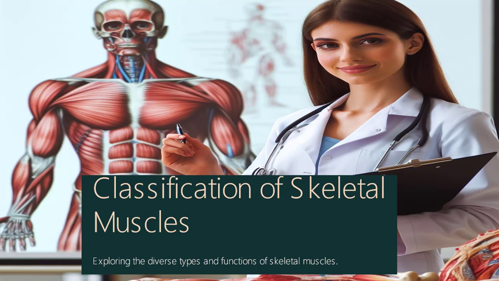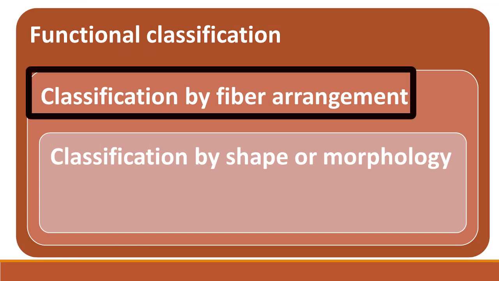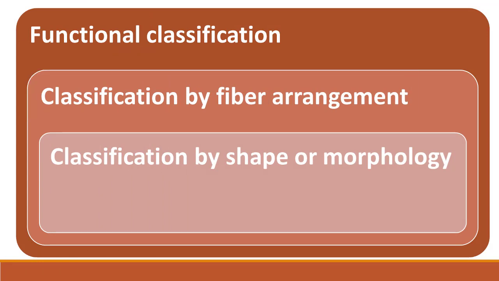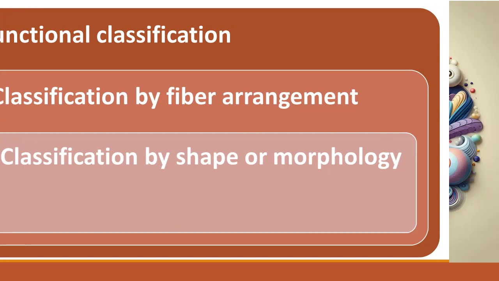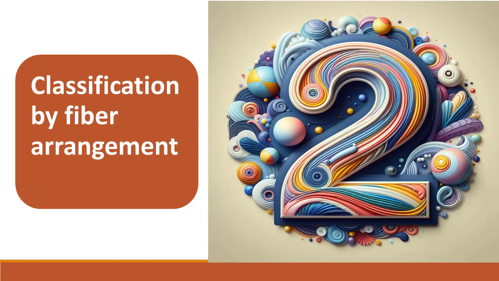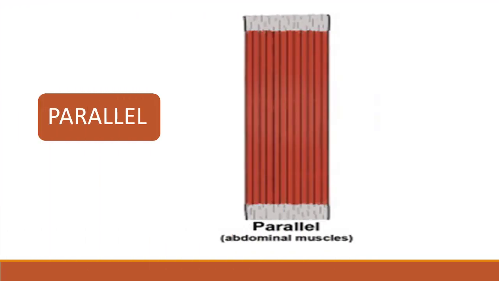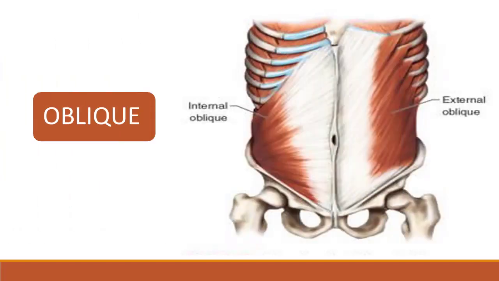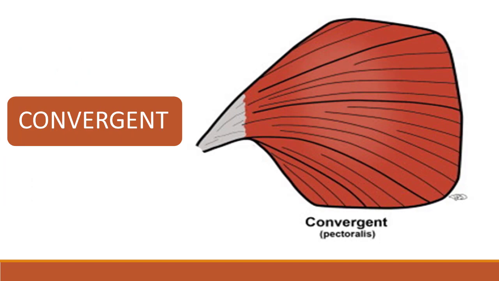In this part we will discuss the classification of skeletal muscles according to the direction of fiber architecture, and according to the shape or morphology of the muscle. First we will cover classification according to the directions of fiber architecture. Fascicles or bundles of skeletal muscles can be arranged into four basic structural patterns: parallel, oblique, circular and convergent. We will discuss them one by one.